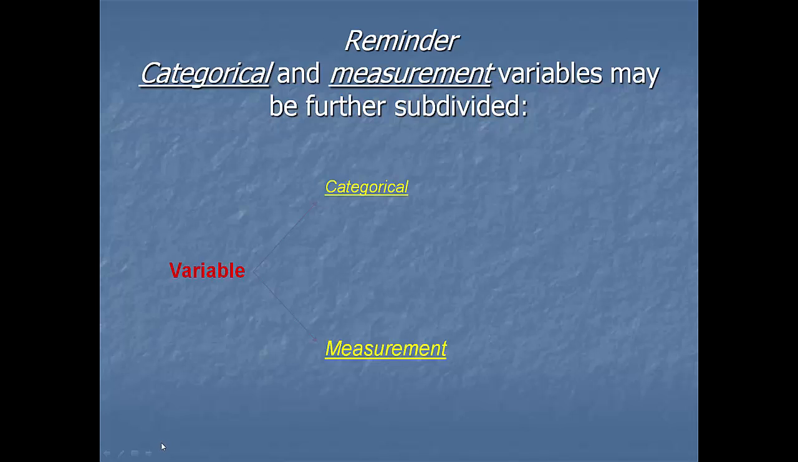Categorical and measurement variables can be further subdivided as follows. Categorical as nominal or ordinal, and measurement as discrete or continuous. And in the previous video we talked a little bit about that.